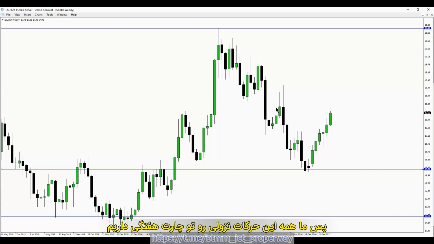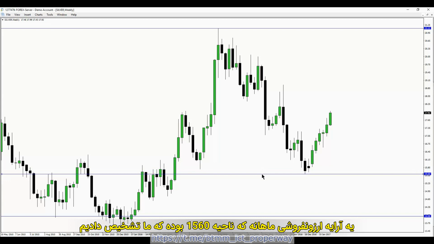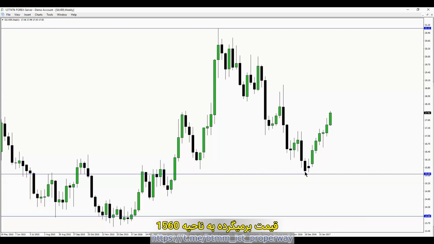So we have all these down moves in the weekly. The sequential says for monthly, weekly, and daily, if the weekly is bearish while the monthly is bullish, you have to wait for price to trade back down into what? A monthly discount array. That was the 1560 level that we identified. Price trades down into that 1560 level. Low comes in at 1560 and rallies away.